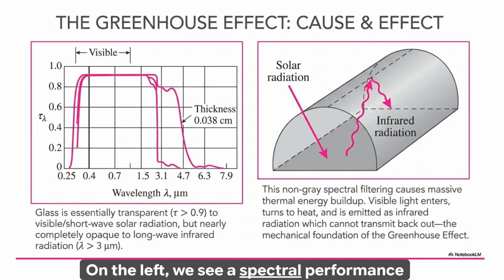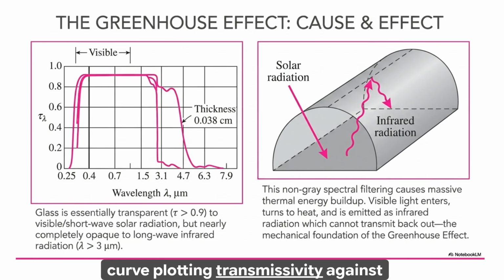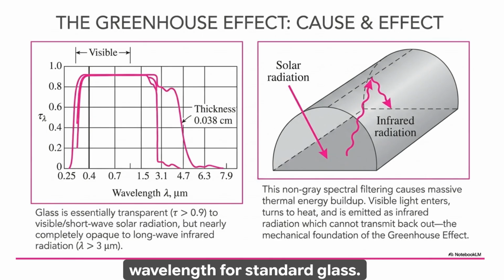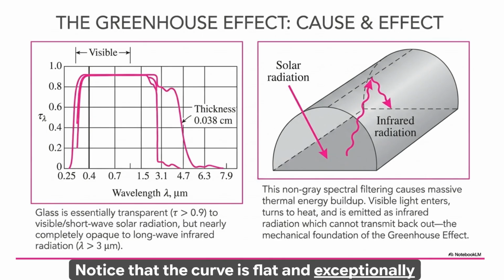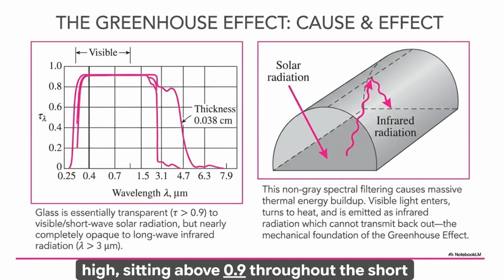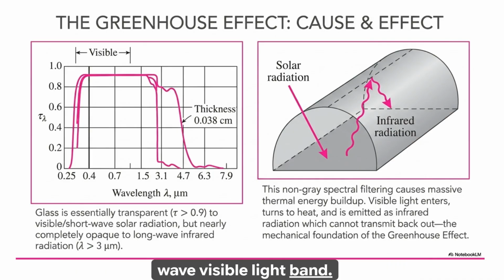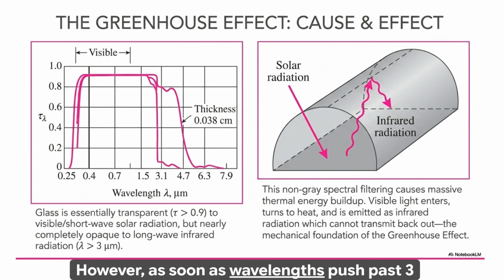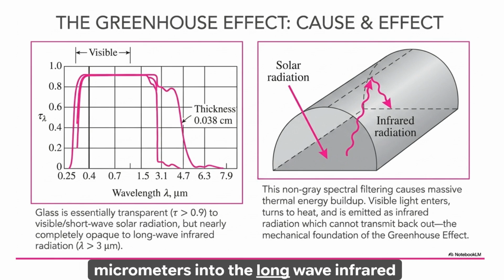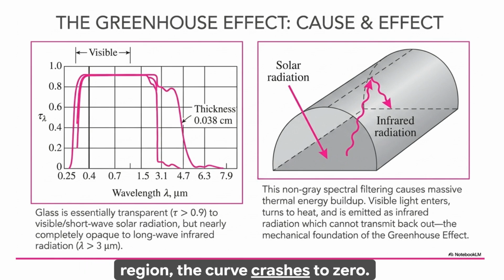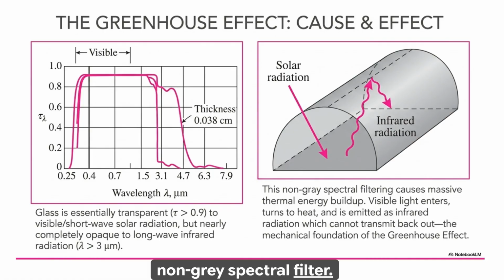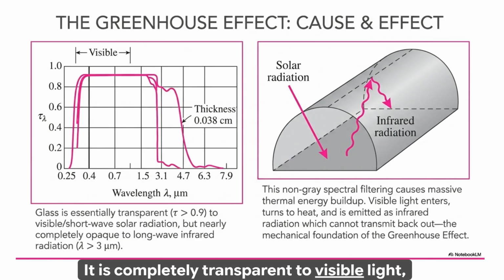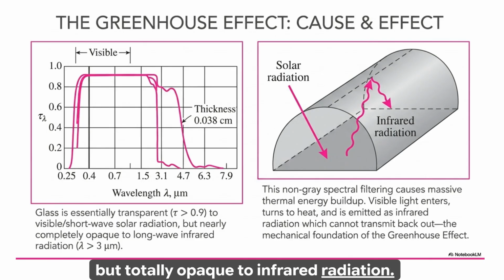On the left, we see a spectral performance curve plotting transmissivity against wavelength for standard glass. Notice that the curve is flat and exceptionally high, sitting above 0.9 throughout the shortwave visible light band. However, as soon as wavelengths push past 3 micrometers into the long-wave infrared region, the curve crashes to zero. This graph proves that glass is a highly non-gray spectral filter. It is completely transparent to visible light, but totally opaque to infrared radiation.